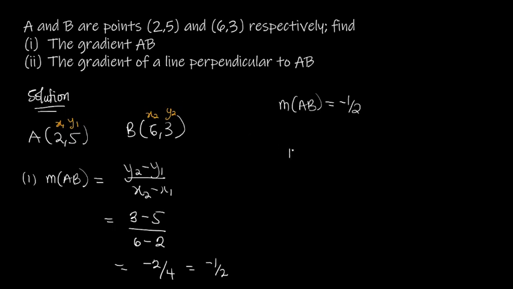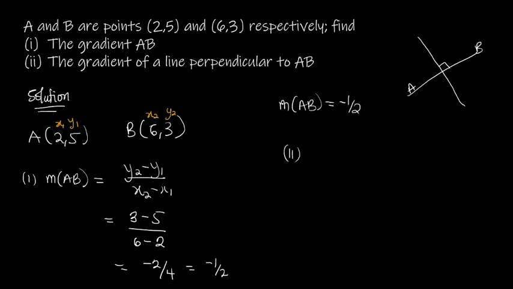Alright, so part II is asking for the gradient of a line perpendicular to AB. Now, assuming this is the line AB, and then we have another line perpendicular to it, it means that line will cross the line AB, making an angle of 90 degrees. And like we saw in the previous explanation that I gave, we said that if we have the gradient of one line and multiply it by the second one, because they are perpendicular, they should give us -1 as their product.